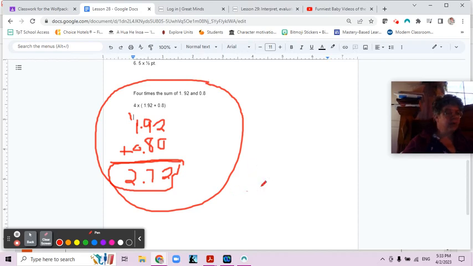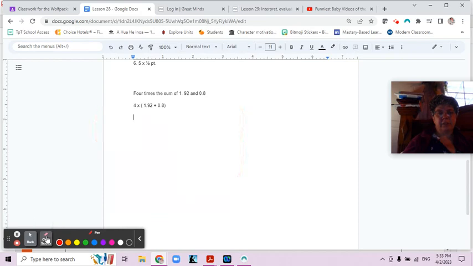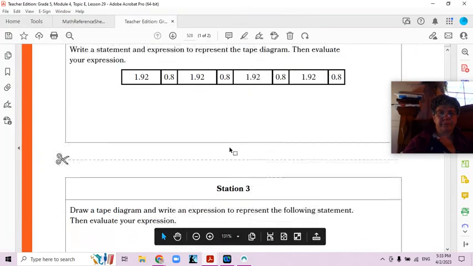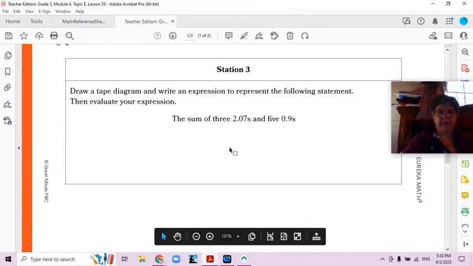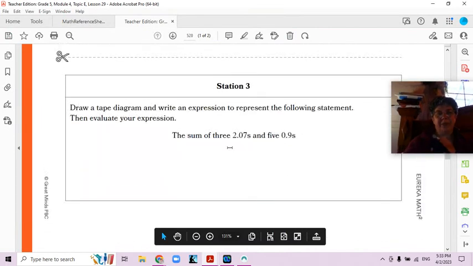Okay, these are your notes. We are working through the different kinds of problems as we go. All right, if you don't have that written down, pause the video and write it down now because I'm about to clear the screen. All right. Okay, let's look at station number 3. Station number 3, see how we're doing a few in different ways, right?